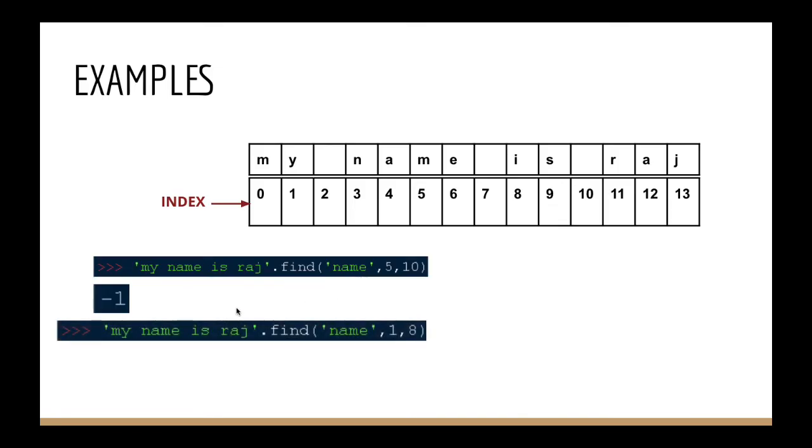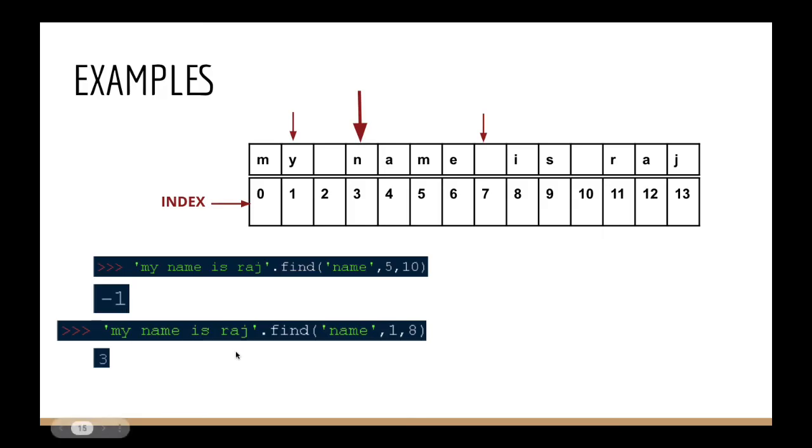Let's take another example. My name is Raj dot find name comma 1 comma 8. 1 comma 8 means between the parts marked by arrow. 1 comma 8 means 1 comma 7. Between the range from 1 and 7, do you find the substring name? Yes, we find it. Therefore, the starting index of the first character of the substring will be displayed. What is the starting index of the first character of the substring? As you can see here, highlighted by a big arrow, it is 3. Therefore, 3 is returned in front of you.